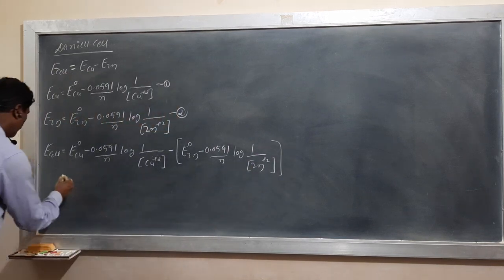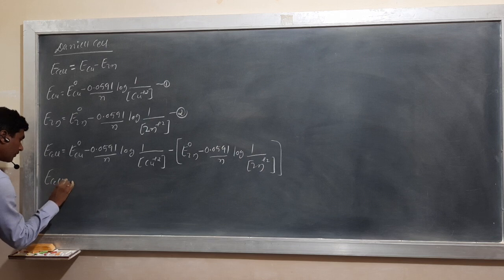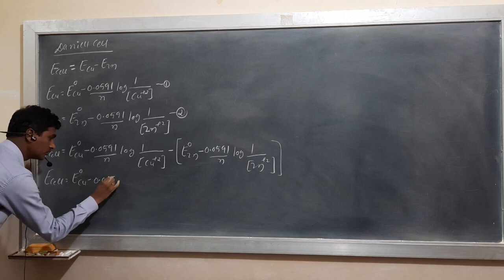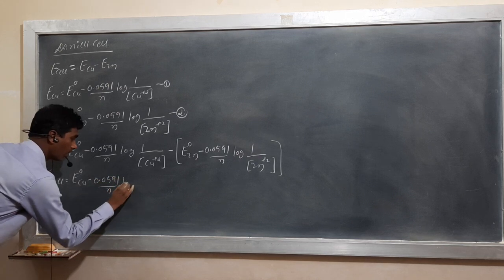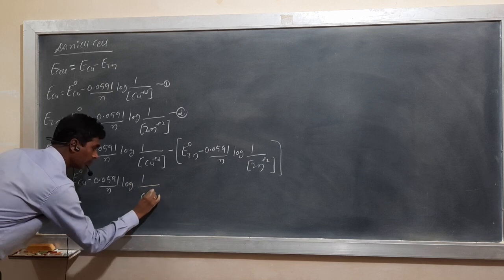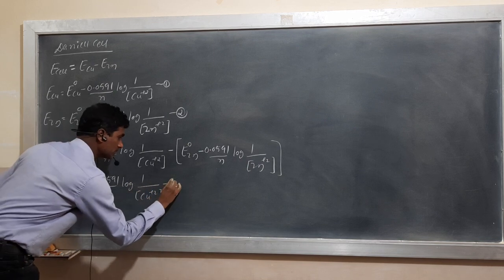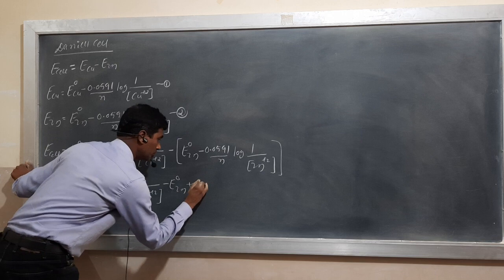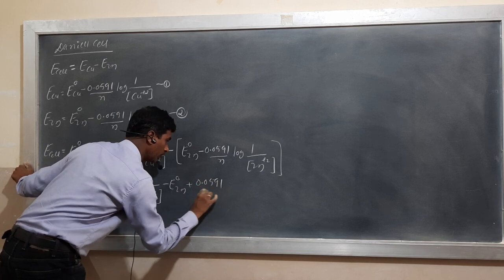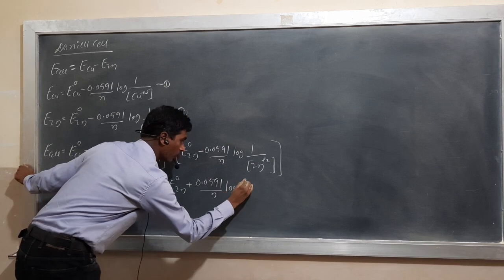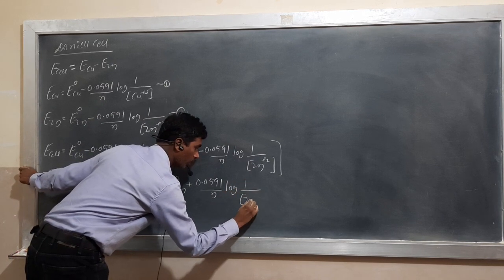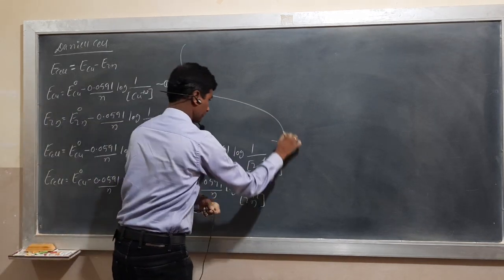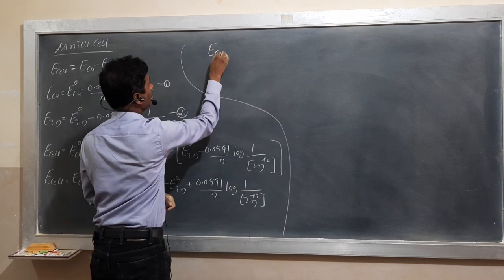Now E of cell is equal to E naught of copper minus 0.0591 divided by n log of 1 divided by Cu2+, minus E naught of zinc minus 0.0591 divided by n log of 1 divided by Zn2+. Okay, yes. Now here I can write, what is the E of cell?